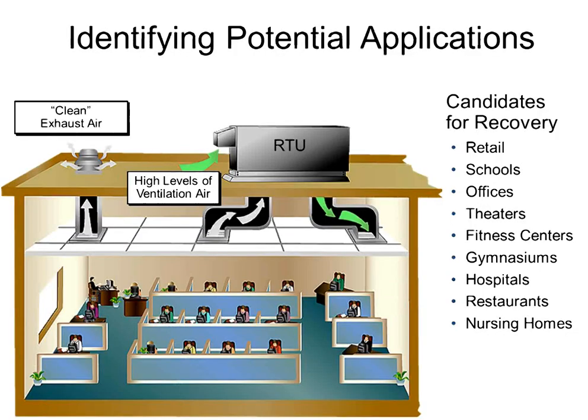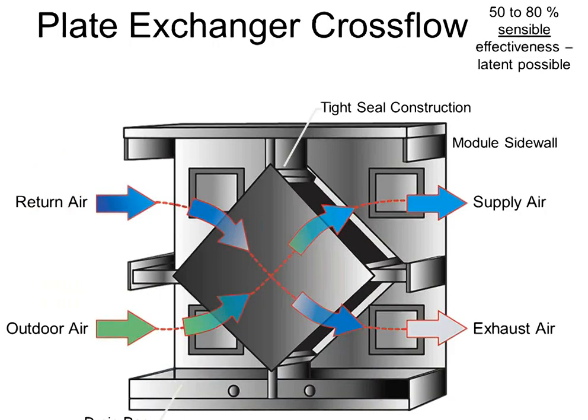Good applications are kind of similar to DCV, anywhere with lots of people. So schools, offices, theaters, gymnasiums, nursing homes, stuff like that are good candidates. Hospitals are good candidates and much better than DCV because I don't have to worry about modulating the air back. There are different types of heat exchangers, and I'll briefly cover them.